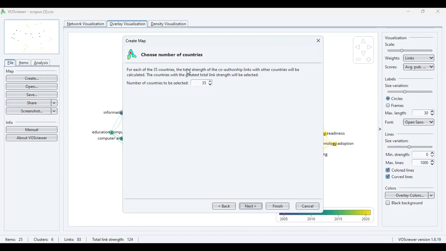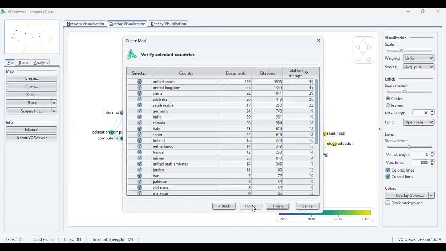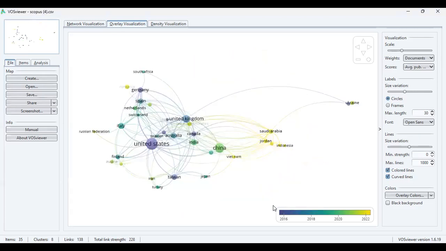For each of the 35 countries, the total strength of core links will be calculated. The countries with the greatest total link strength will be selected. So we then click there. So you can see from this that based on core citations, the United States is topping, followed by the United Kingdom, followed by China. So let us finish this analysis and visualize.